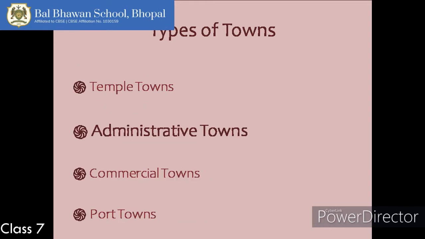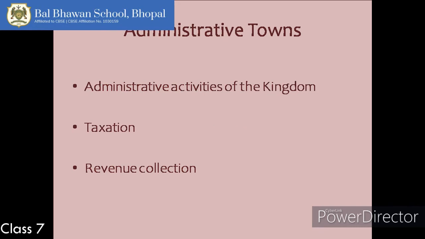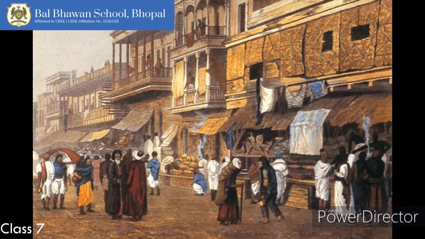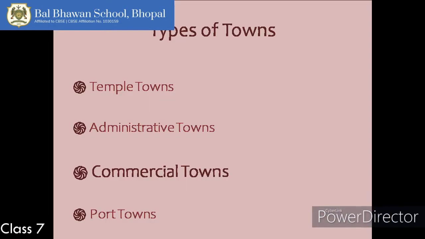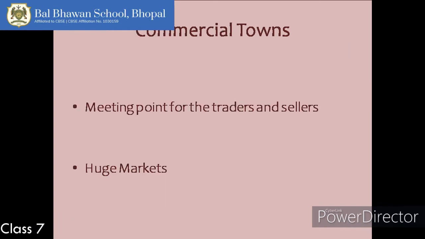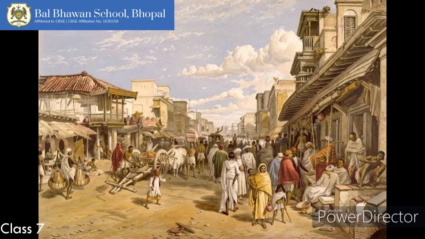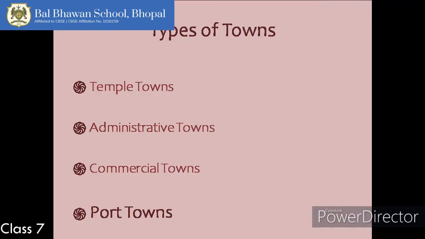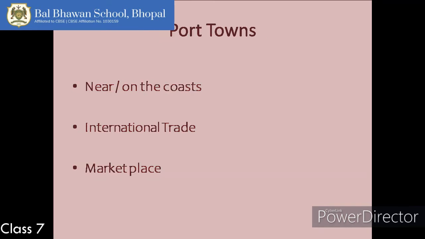Then there were administrative centers where the administrative work of the kingdom was carried on. For example, the taxation, finance, etc. were carried out in the administrative centers. Then there were commercial towns where the buyers and the sellers met, and these towns acted as markets. Furthermore, there were port towns, which were situated near or even on the port.